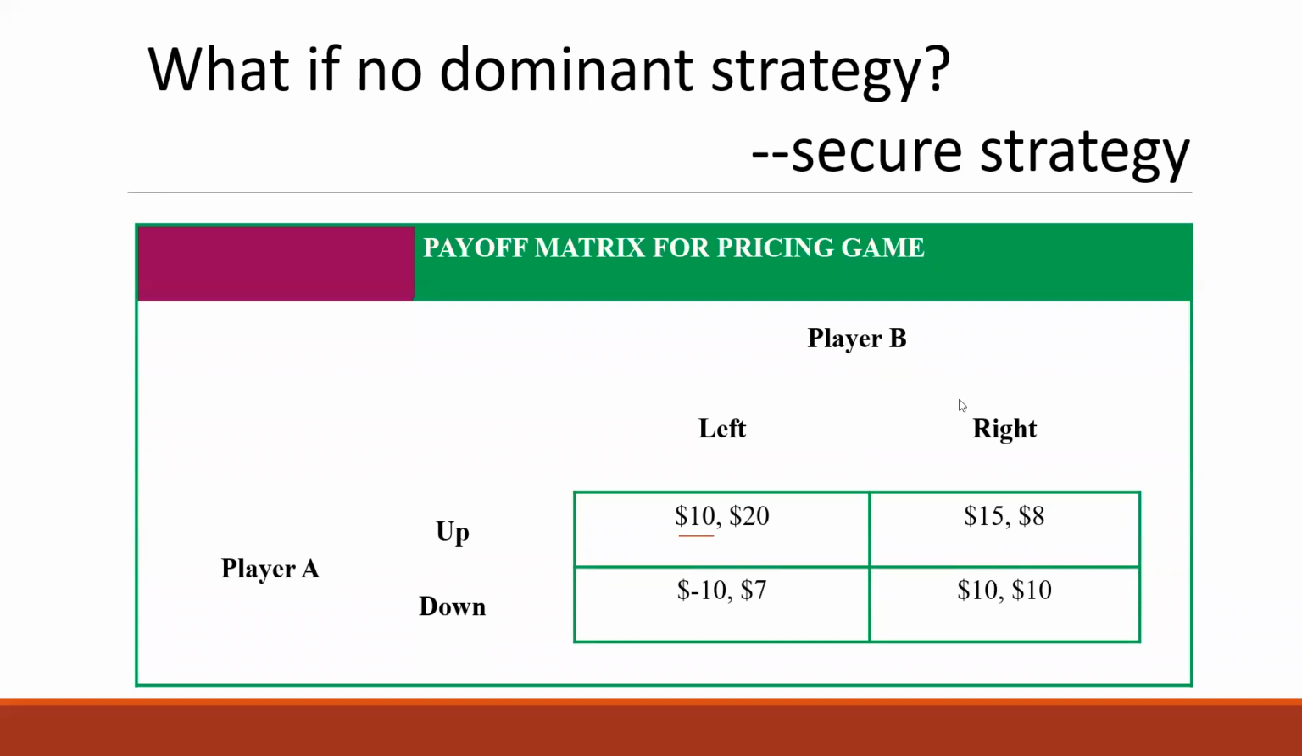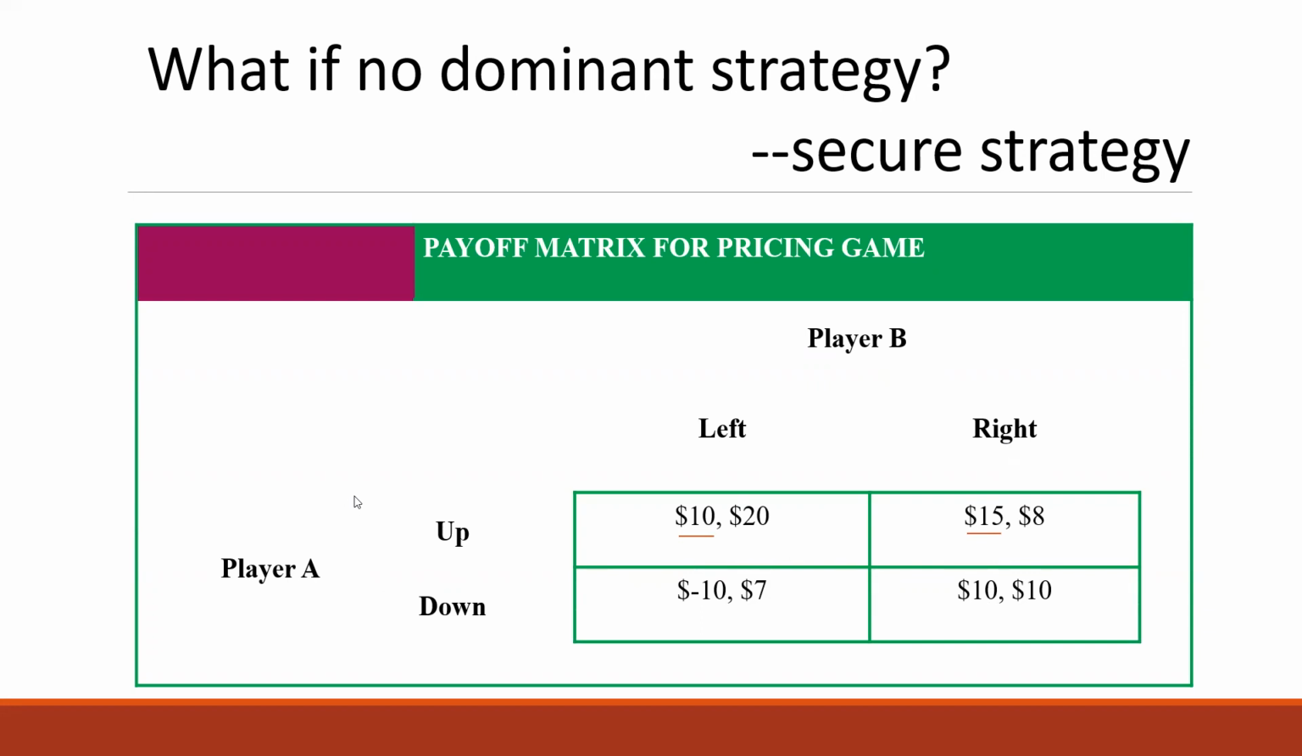Then if player B plays right, then player A is choosing between up and receiving 15 and down and receiving 10. So again, player A should choose to play up. So here, playing up is a dominant strategy for player A. That's player A. Now let's look at player B.